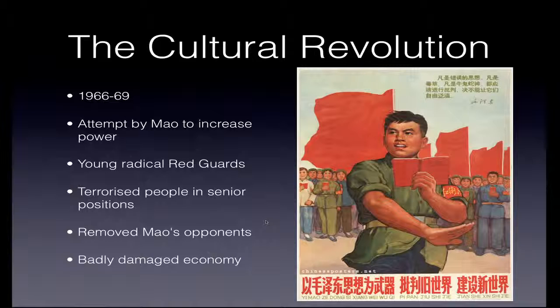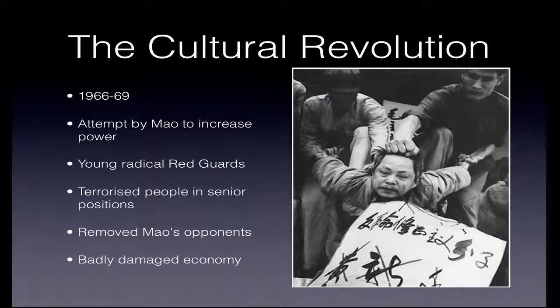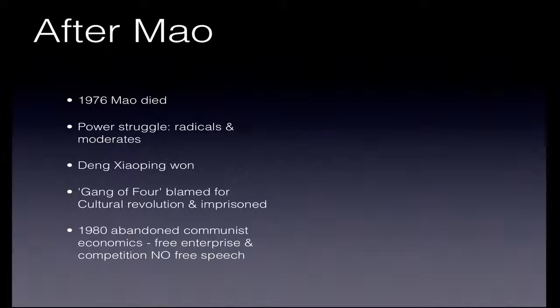It did mean that people in senior positions, doctors, lawyers, teachers, factory managers, were often terrorized by these young Red Guards, publicly humiliated, beaten up, and sometimes murdered. Well, it did result in removing Mao's opponents, but it also was a fairly horrific period in Chinese history, a very excessive period, and basically a lot of the skillful, educated members of Chinese society were removed, and it basically damaged the economy and damaged the social life of China through the violence of the Cultural Revolution, which did finish in 1979. Well, in 1976, Mao died.